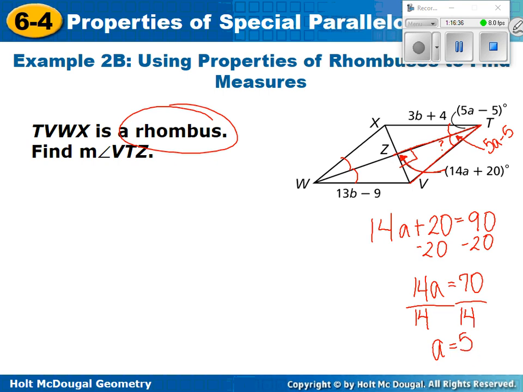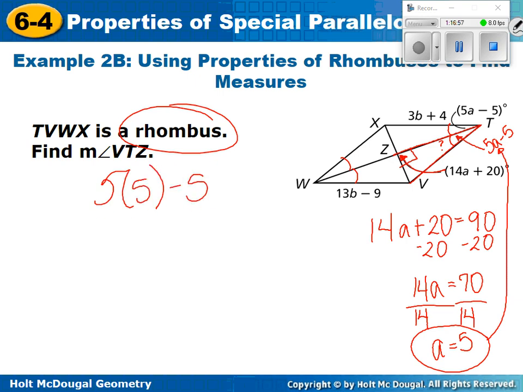A is 5. Again, we didn't need to know anything about this angle, but that's what we're going to have to use to find the angle we want to find. So we figure out what a is, and now we're just going to substitute that in since Tate reminded us that these two angles should be the same. So what is 5 times 5 minus 5? So we get 25 minus 5 is 20. So the measure of angle VTZ is 20 degrees.